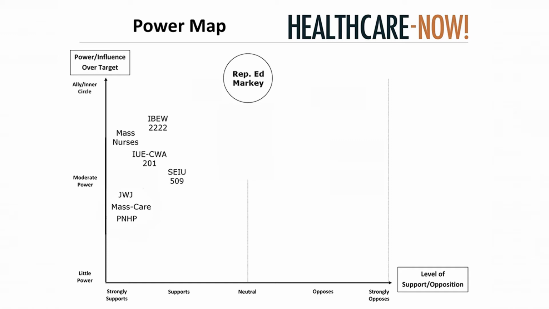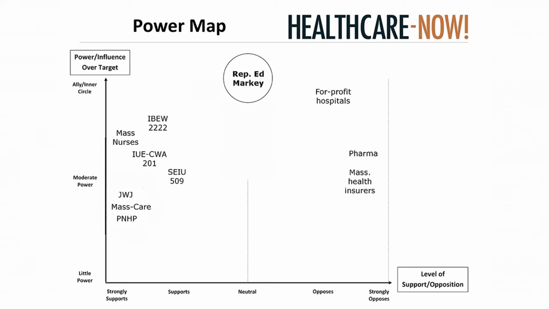On the other side of the power map, we obviously have hospitals, we have pharmaceutical companies, and we have the health insurance industry, all very likely to be opposed to single-payer healthcare. Now, when it came to co-sponsorship, we didn't expect that pharma or the health insurers were going to play a significant role in opposing us.